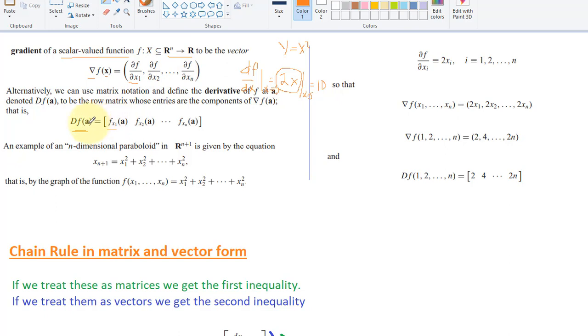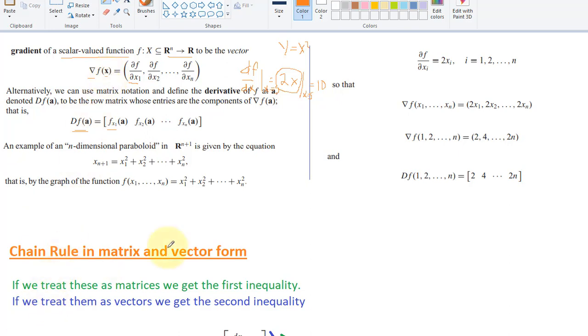The derivative at a particular point, so we have to put the actual point into each of the partial derivatives. Then we put square brackets around this, and that is a matrix now. We say it's the row matrix whose entries are the components of this. So this is the nabla operator, or the gradient of f at a particular value. Here, when we write it like this, we're not specifying a particular value. We're just being general, a general x.